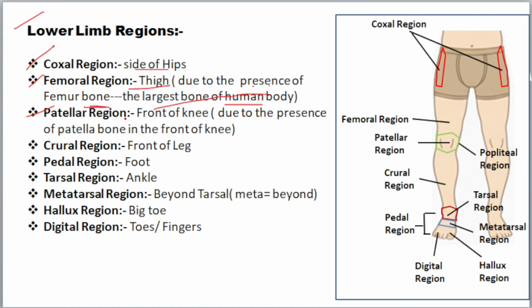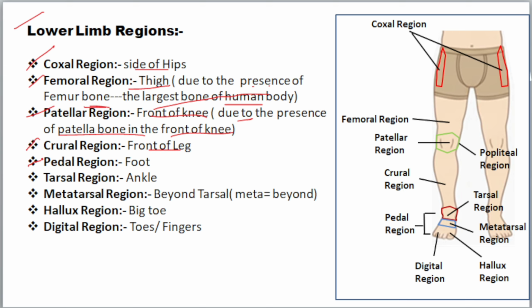Then patellar region, front of the knees, because there is a bone known as the patella that is present in front of the knee. So that's why this region is called the patellar region. Sometimes it is called the kneecap. Then crural region, the front of the legs is called the crural region.